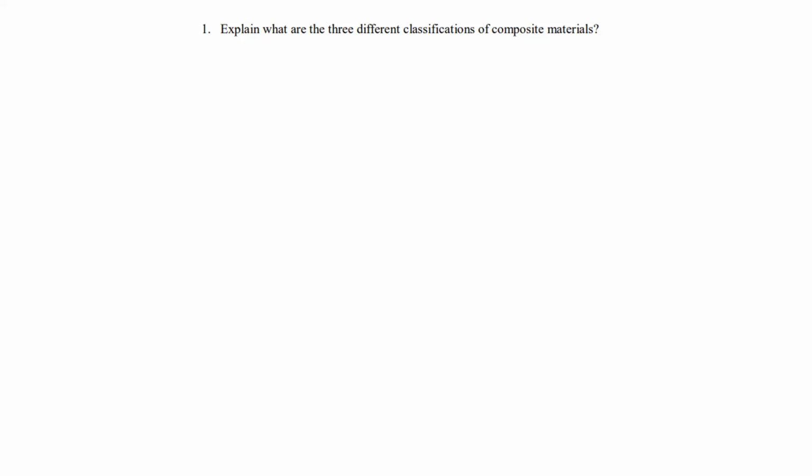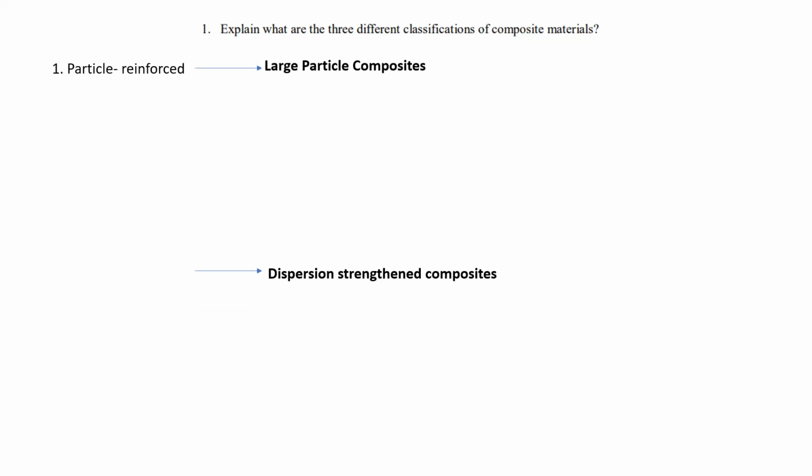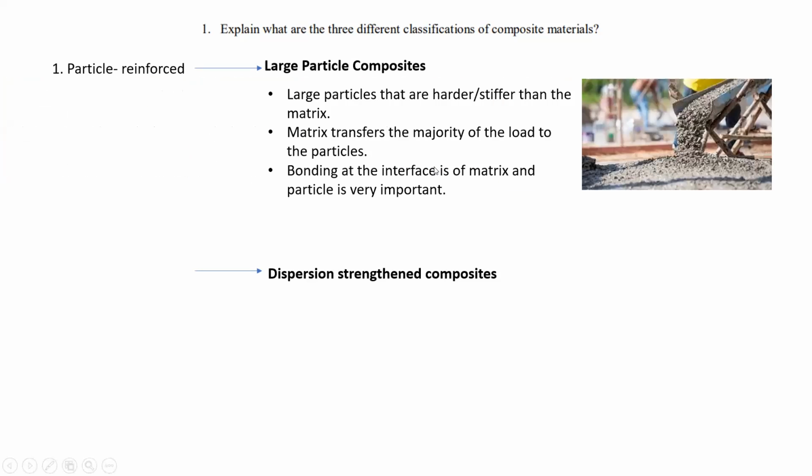Okay, so what are the 3 classifications? First one, particle reinforced. These are further broken down into 2 different groups. We have large particle composites and dispersion strengthened composites. The major difference between these 2 is the size of the reinforcing members. So in the case of large particle composites, as it says in the name, the reinforcing member is large particles. So large particles that are harder, stiffer than the matrix.